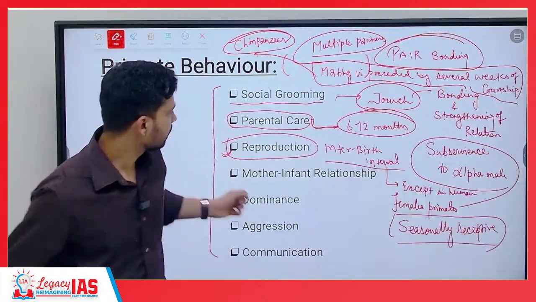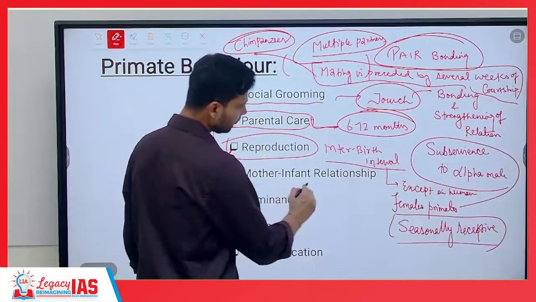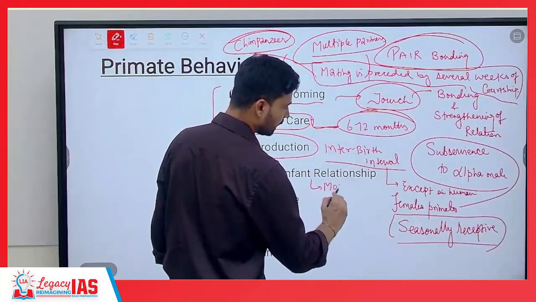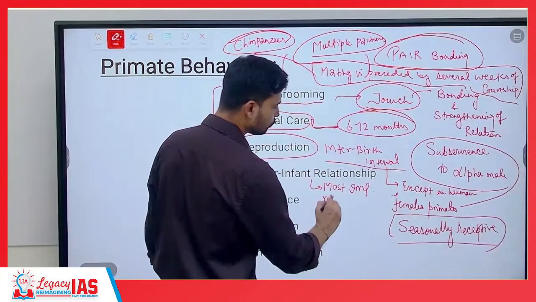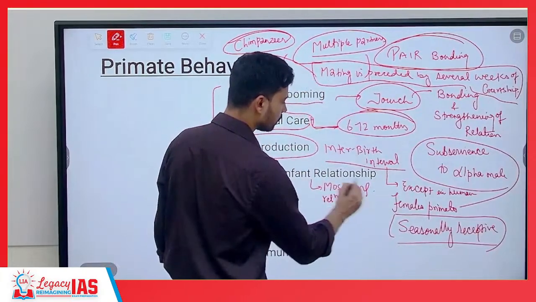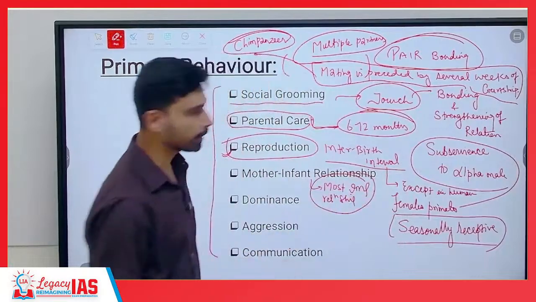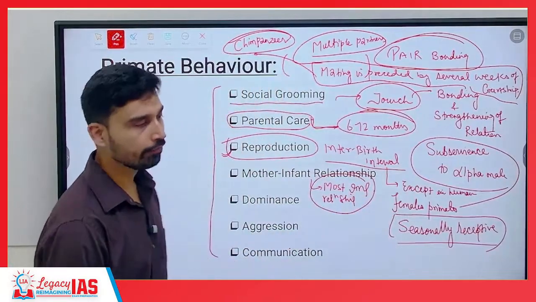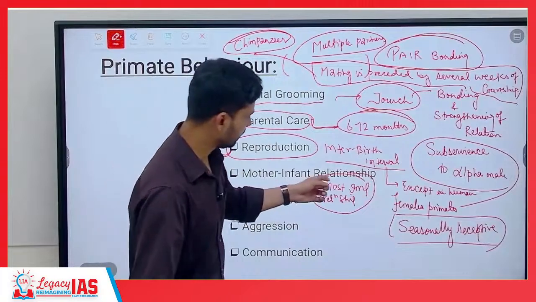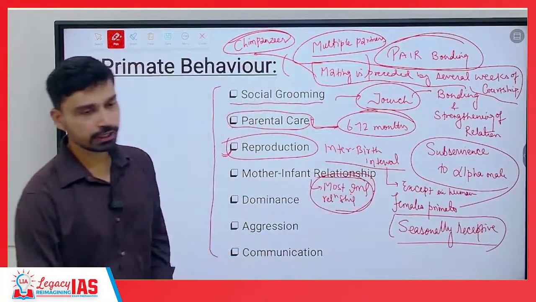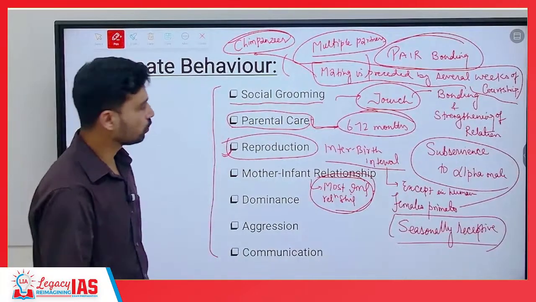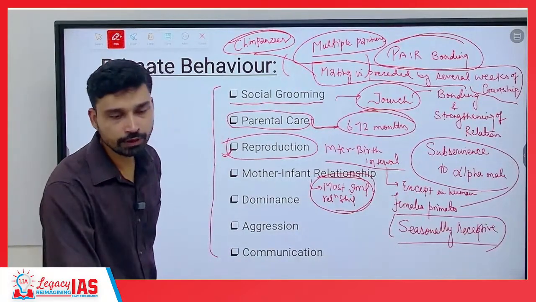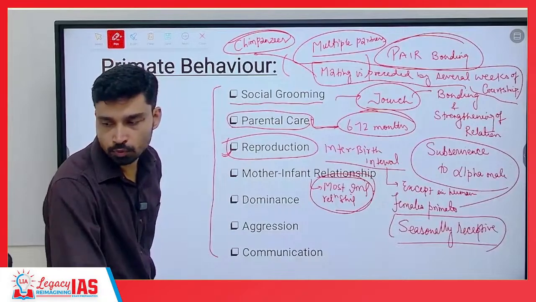Then we have next is the mother-infant relationship based on same parental care. It is the most important relationship that we see in the primate groupings, because the mothers are most protective of their infant, and for their infant's life, if any danger, they can fight with anyone. So in the apes also, mother-infant relationship is the most important one.